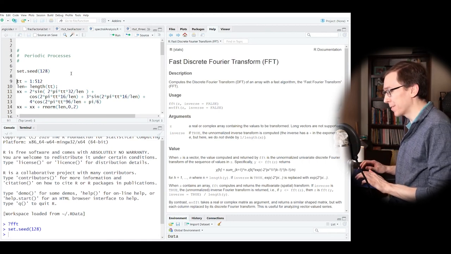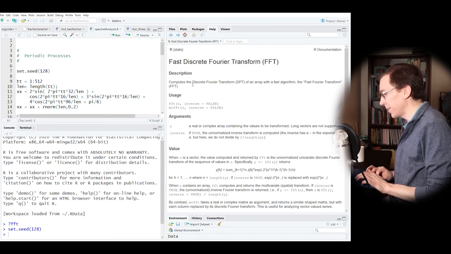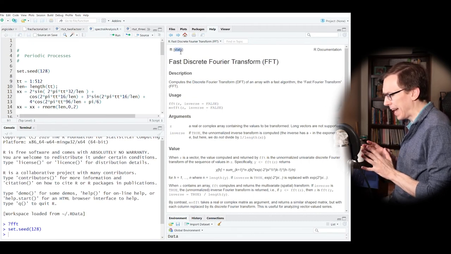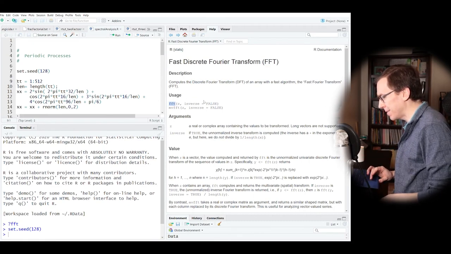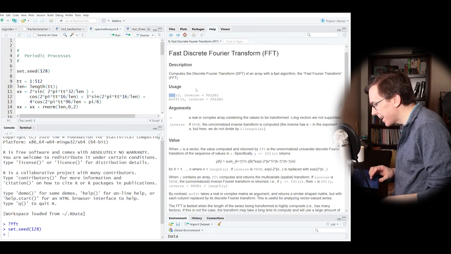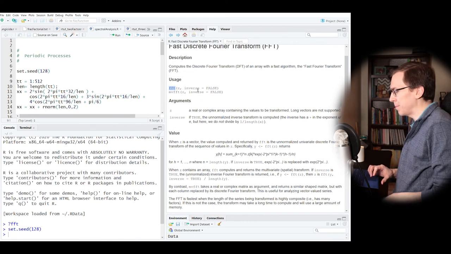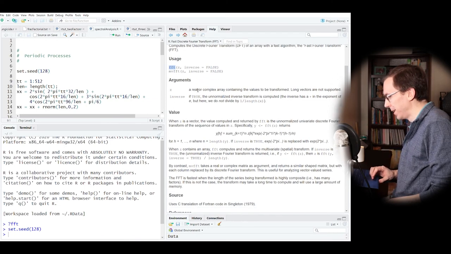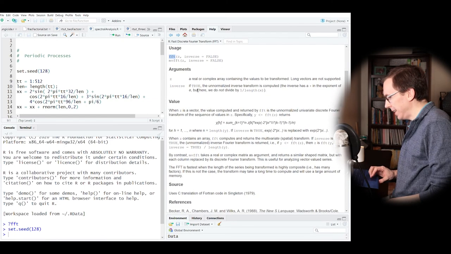It doesn't have to be a power of 2. We are going to compute the discrete Fourier transform using the FFT function in R. It's part of the basic stats package. There is an FFT, and I'm not sure what MVFFT is. I'll look into that. But regardless, it's going to compute our fast Fourier transform.